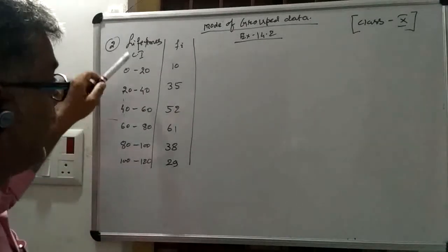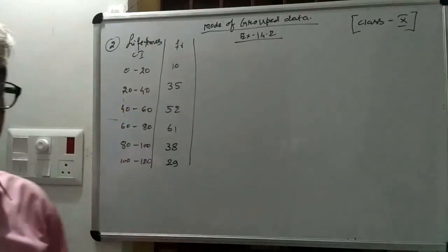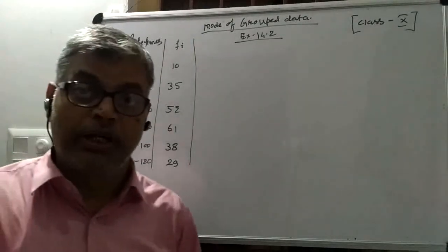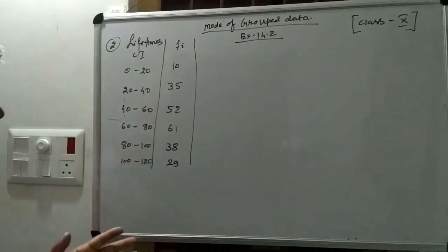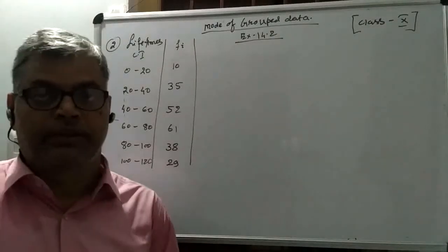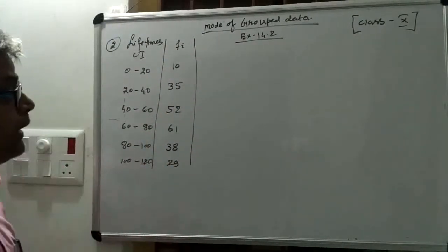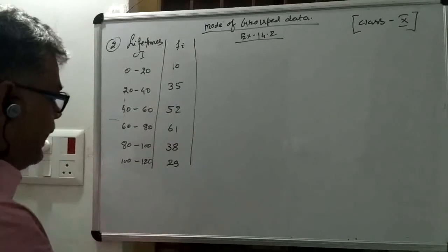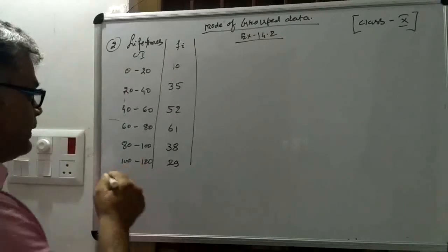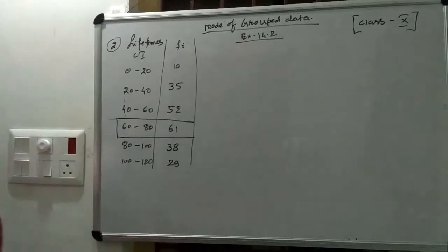So children, the lifetime of some electric components is given in hours, and these are their frequencies. Now you have to calculate the modal lifetime. First of all, in finding mode, you have to identify the modal class, and the modal class is the class which has the maximum frequency. We can see in the frequency table that 61 is our maximum frequency, so the corresponding class of frequency 61 will be our modal class, which is 60 to 80.